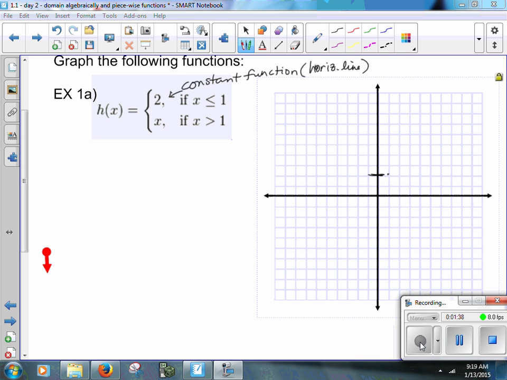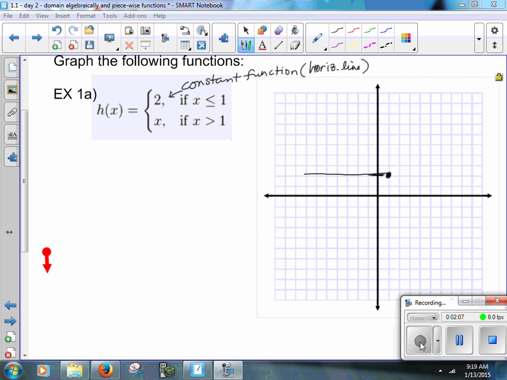So at that point right there, will there be a closed or an open circle? How come? Because it's included, it's inclusive. So we're going to draw a dark closed circle. And which way am I going to draw this constant function? To the left, to the right? Both ways? To the left. How come? Because it's less than. I want all of the piece of that line that's to the left.